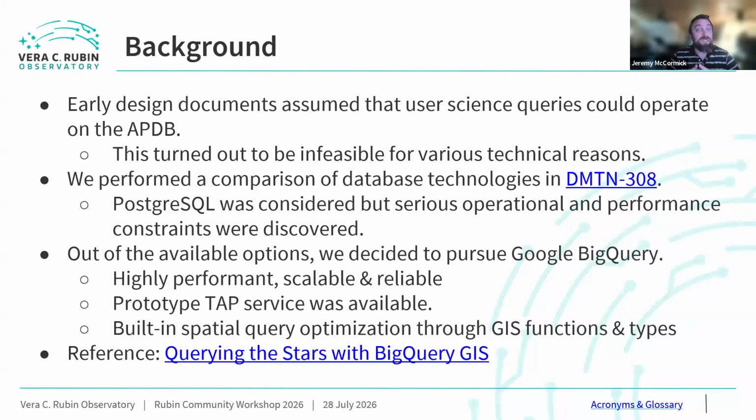One plus was that there was a prototype TAP service available, which included geospatial optimizations. BigQuery itself has built-in spatial query optimization through its GIS functions and types, which can be mapped to ADQL. So all of these were nice positives of the platform. There's a reference there if you want, which was an early experiment with BigQuery using astronomical data, which also informed our decision.